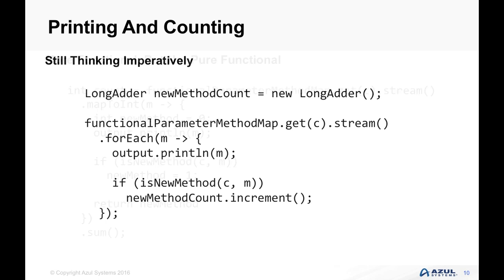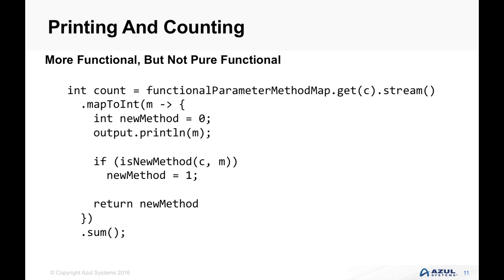So I thought, okay, let's try a different approach. We need to remove the state from outside of the stream, so I did it this way. I'll do a mapToInt, same as I did before, but this time I'll record a value, which is either going to be 0 or 1 for whether it's a new method or not. And then I'll print out the name of the method and return whether it's a new method, 0 or 1. That way I get a stream of zeros and ones, and I can pass that into sum, add them all up, and get the result.